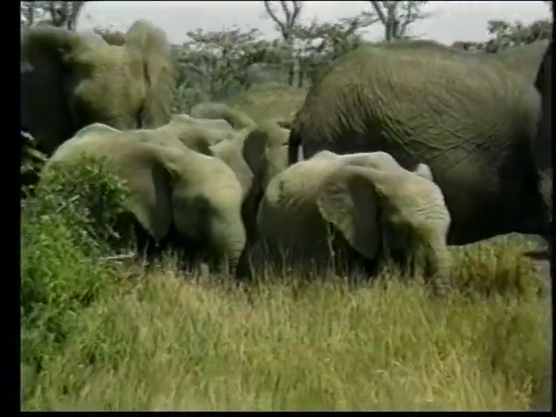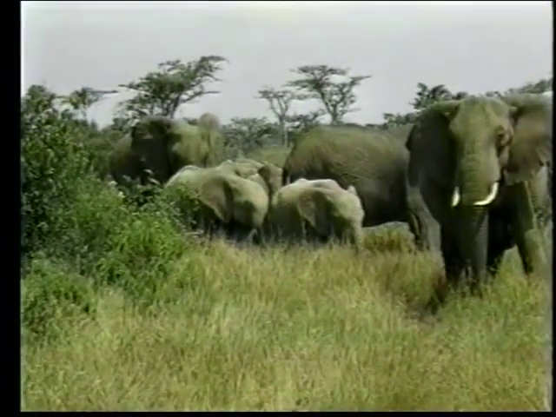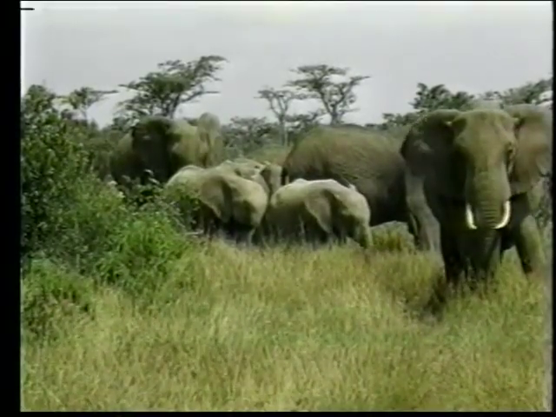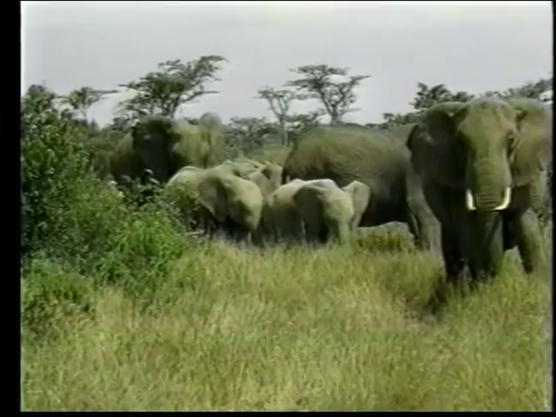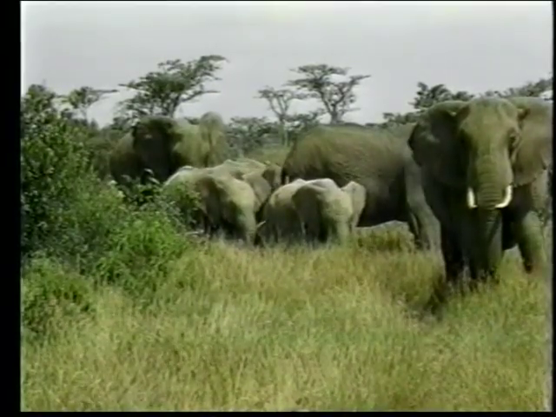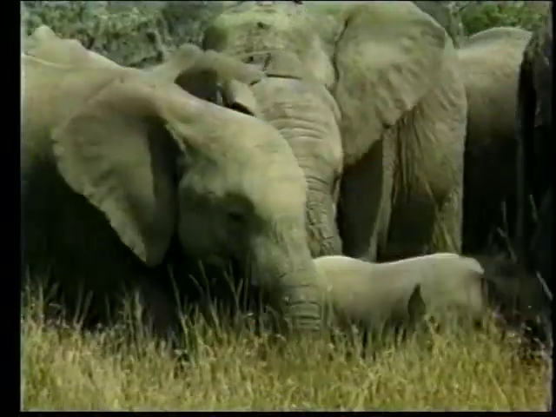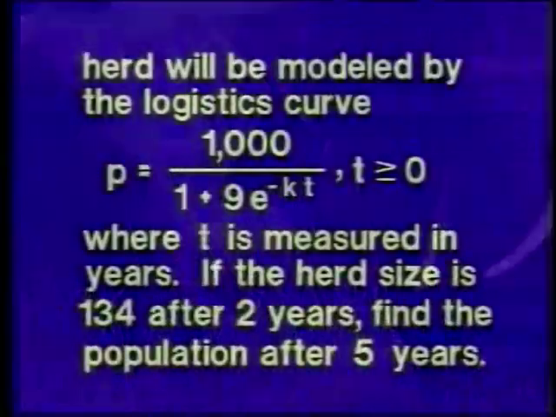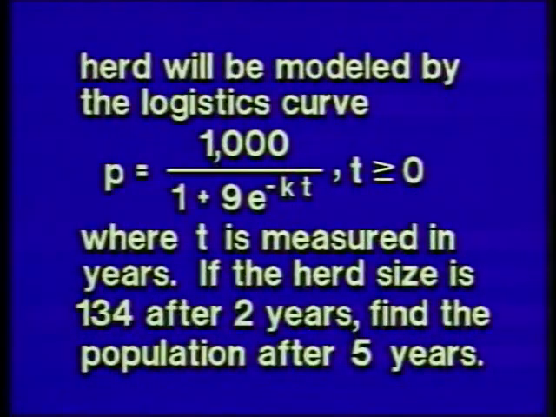Here is a somewhat different kind of population problem. A conservation group releases 100 animals of an endangered species into a game preserve. The organization believes that the preserve has a carrying capacity of 1,000 animals, and that the growth of the herd will be modeled by the logistics curve given by this equation, where t is greater than or equal to 0 and where t is measured in years. If the herd size is 134 after 2 years, find the population after 5 years.